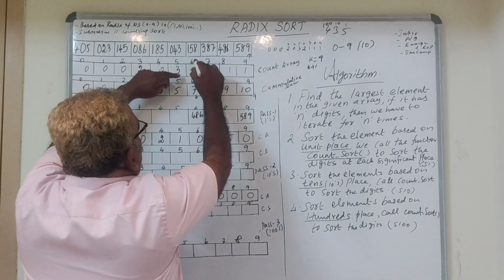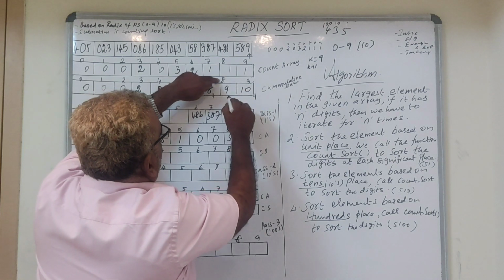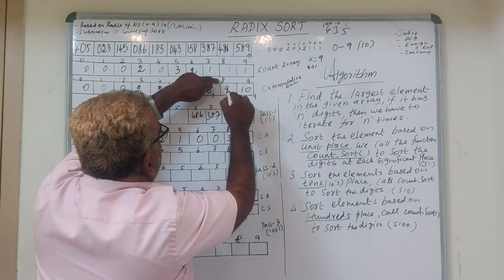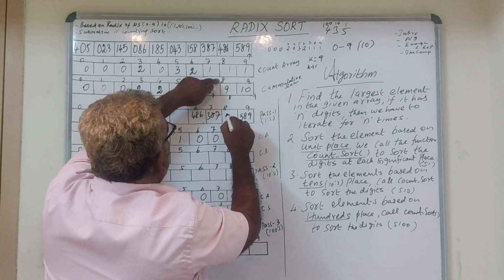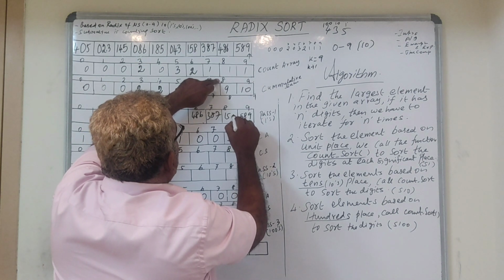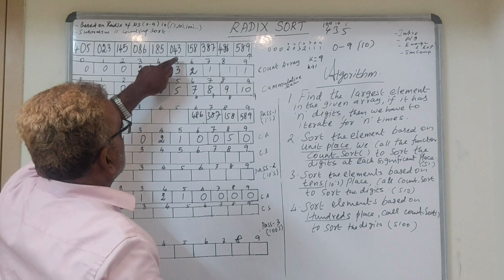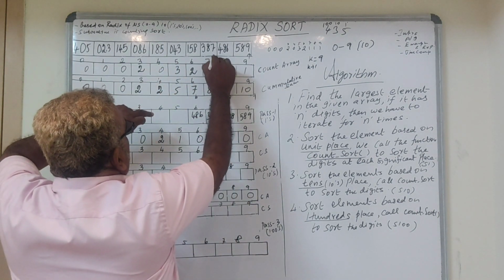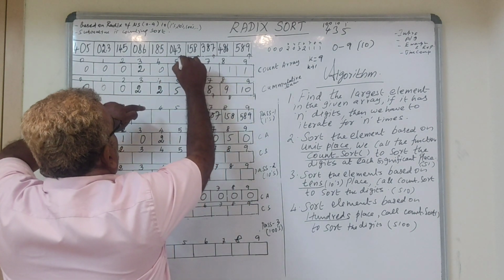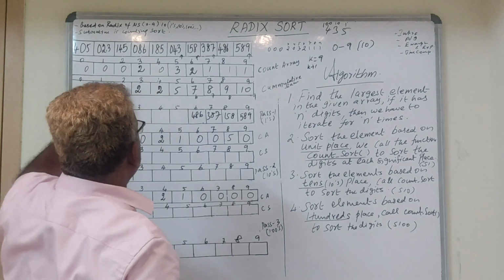Then the next one is 158. That is 8. Come to location 8 and reduce this value 9 to 8, and now store the value 158 in the 8th location. Okay, so this is over and this is also over. Now this is 3. Come to location 3.